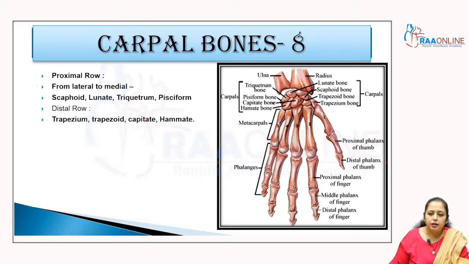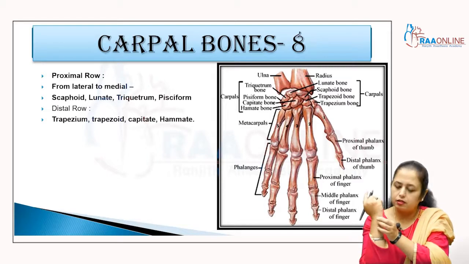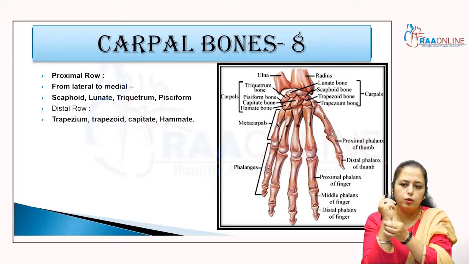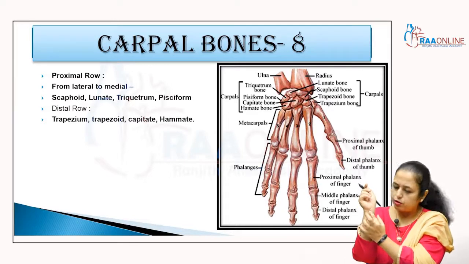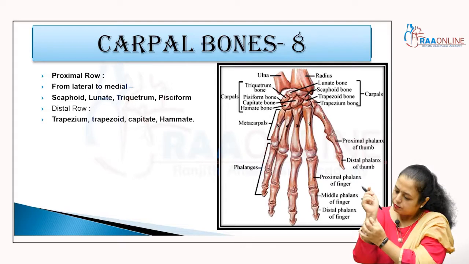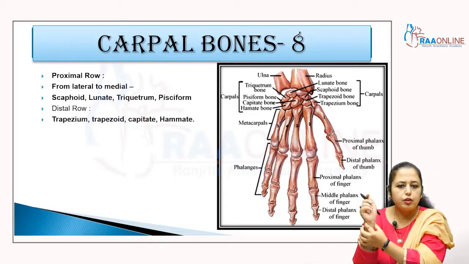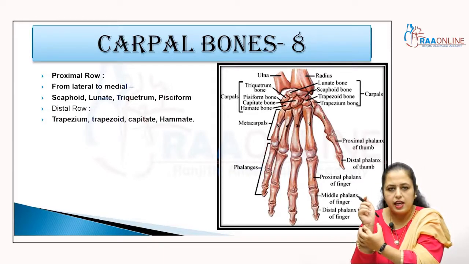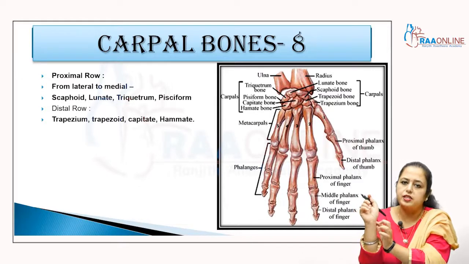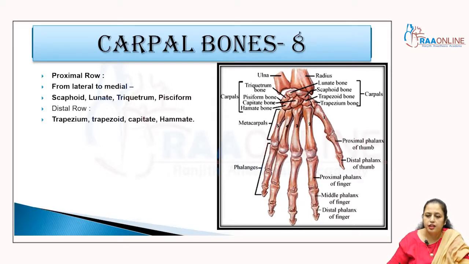scaphoid, lunate, triquetrum and pisiform, right? This is the pisiform bone, that is the protrusion of bone, the pisiform. So pisiform, triquetrum, lunate and the scaphoid, right? Same as that, the other row is hamate, capitate, trapezoid and trapezium. So these are the 8 carpal bones, right, which are arranged in 2 rows. Related to the carpal bones, these are the metacarpals, and these are the phalanges.